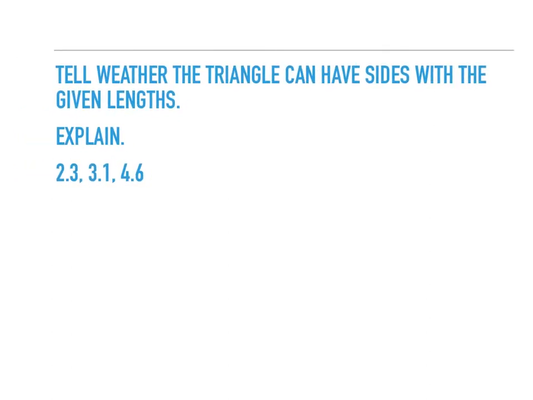Tell whether the triangle can have the sides with the given lengths. Explain. So what are our two smallest here? 2.3 plus 3.1 is equal to 5.4. Is 5.4 greater than 4.6? Yes. So this works. So this is greater than 4.6.